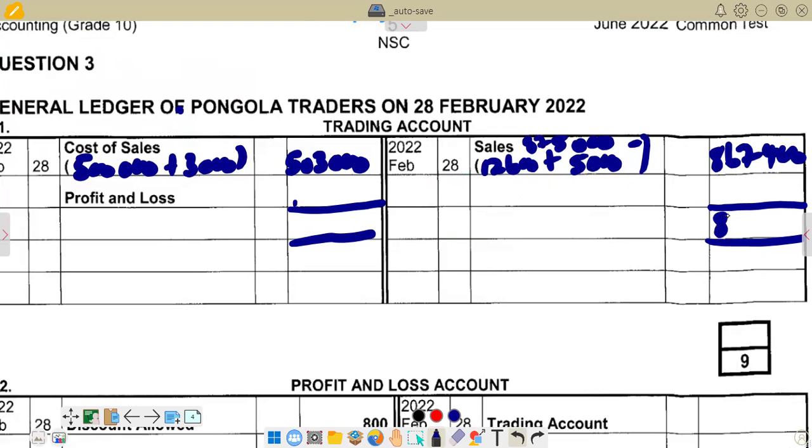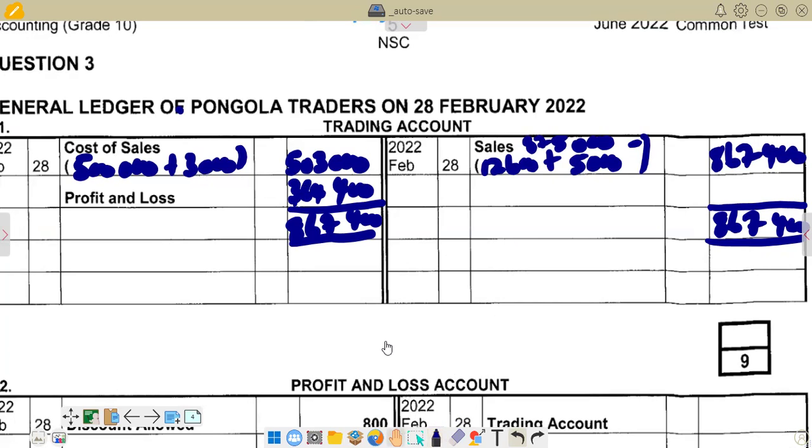We've got 867,400, which is the figure. It's the same that is going to come here, 867,400. And then on the balancing figure, we are going to say the bigger total minus the smaller total, 867,400 minus 503,400. Then we get the figure that is going to be transferred to the profit and loss, which is 364,400. So this figure is going to be transferred to the profit and loss.